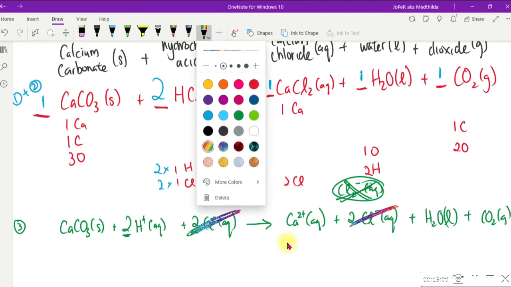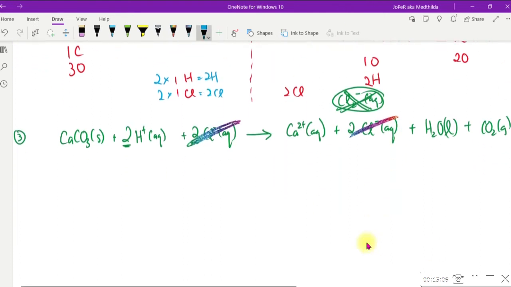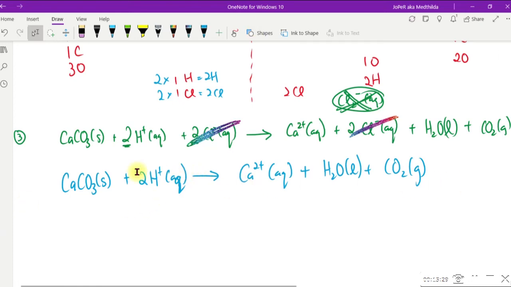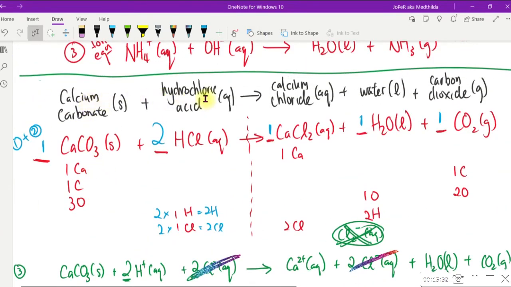Once I cancel out the chloride ions, my final answer would be as follows. Okay, let me use my blue pen. Let me scroll down. So after cancelling these two, what I'm going to have is actually CaCO3 solid plus 2H+ aqueous. This will give me my Ca2+ aqueous plus H2O liquid plus CO2 gas. So this is the ionic equation for calcium carbonate plus hydrochloric acid, giving calcium chloride plus water plus carbon dioxide.